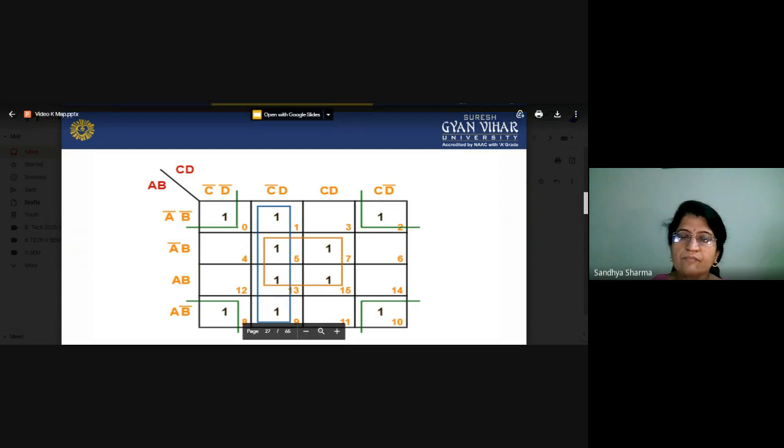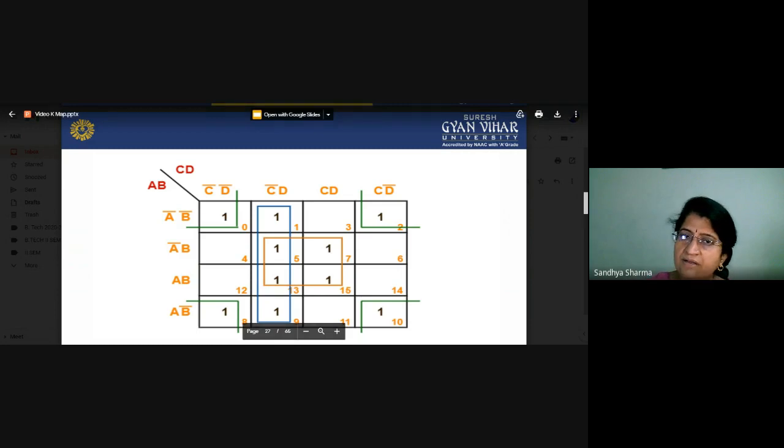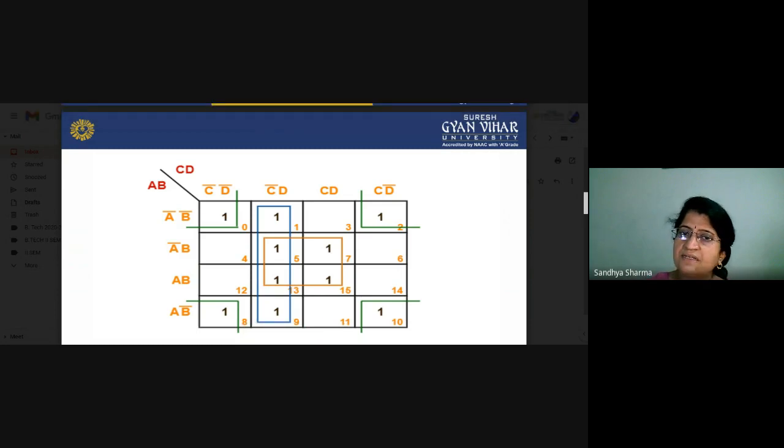Basically, if there is a 1, how can you represent it? A bar, B bar, C bar, D bar means a single value of your function can be represented by 4 variables. But when you make a pair, your equation will be reduced in terms of 3 variables, and when you make a quad, your equation will be represented in terms of 2 variables. And when you can make an octal, your equation may be represented in terms of a single variable, as we have seen in our further examples.